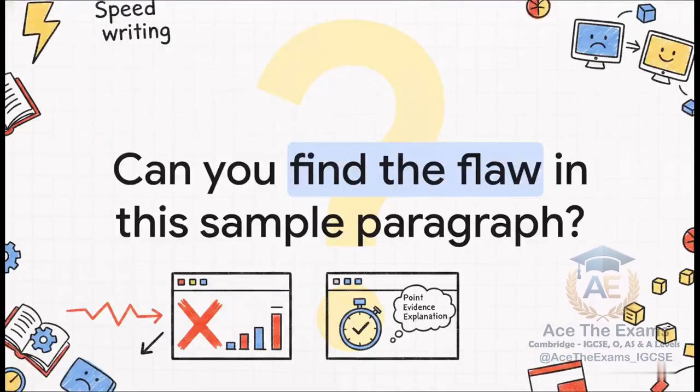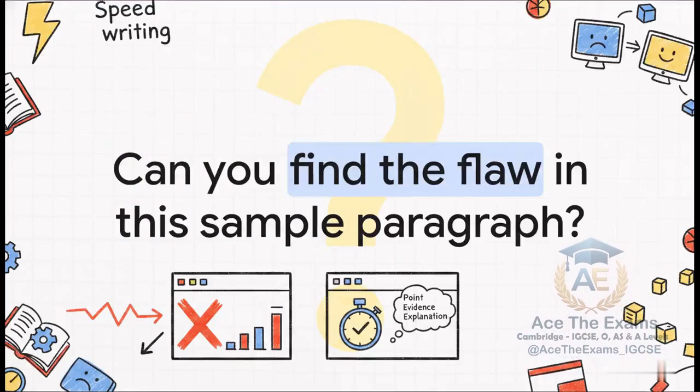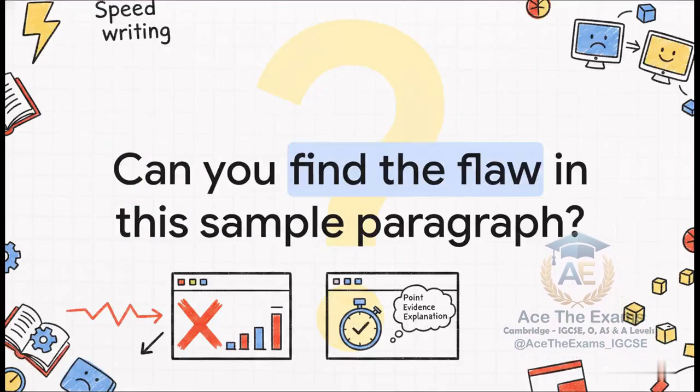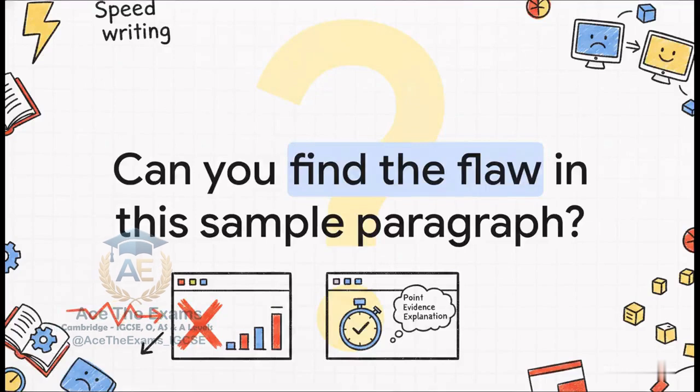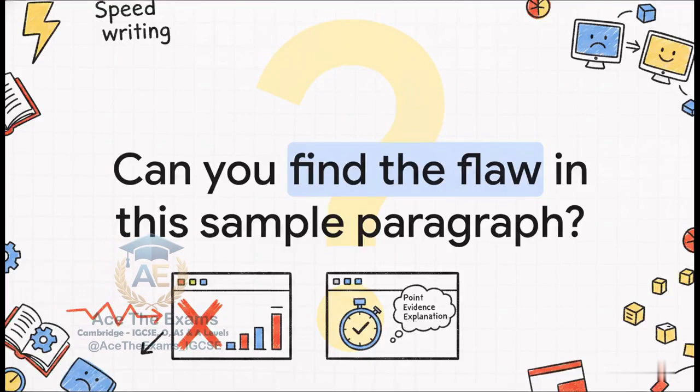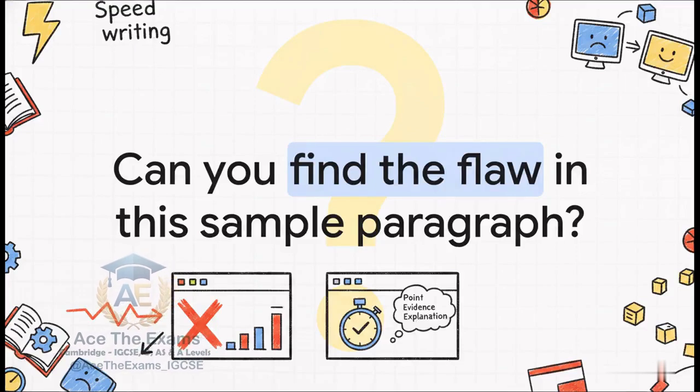Let's keep the workshop going with Challenge 2, Find the Flaw. I'm going to read you a sample answer, and I want you to find the exact sentence that loses the mark. Listen closely. UDP is a connectionless protocol that sends data quickly, making it better than TCP. It is used in live streaming. Did you spot the massive flaw there?